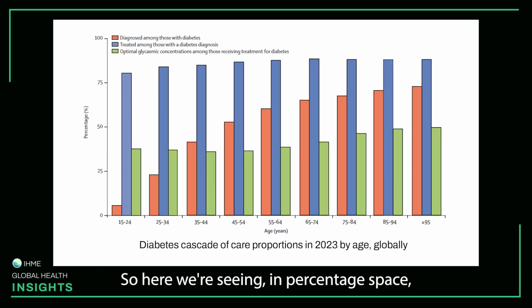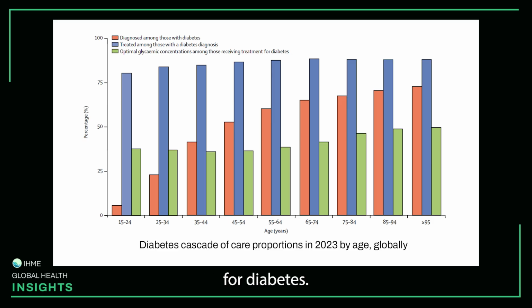So here we're seeing in percentage space the diabetes cascade of care proportions over age. In red, we're seeing the proportion of people diagnosed among those with diabetes. In blue, we're seeing the proportion of people treated among those with a diabetes diagnosis. And in green, we're seeing the proportion of people with optimal glycemic concentrations among those receiving treatment for diabetes.